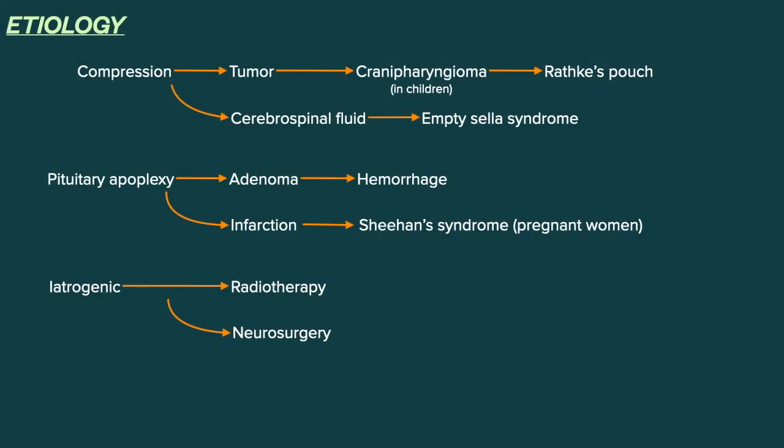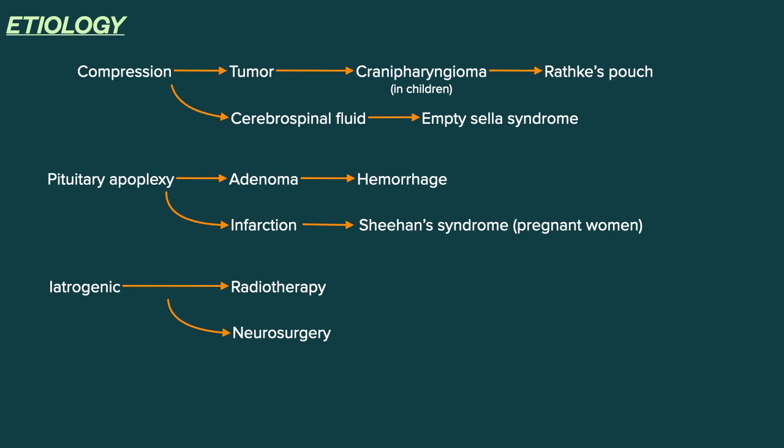Hypopituitarism can be the result of compression, tissue ischemia or infarction, and iatrogenic, which means medically induced injuries. Let's start with compression. Because the pituitary is located in a very confined space of the sella turcica, it is very sensitive to changes in that space. Even the slightest bit of compression can interfere with the pituitary's hormone production.